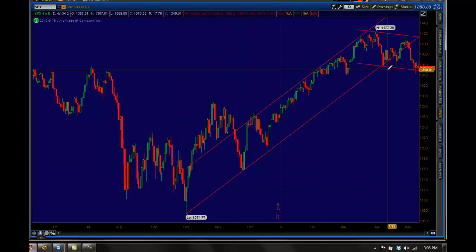In past videos, I've been talking about the target for the market coming down into the lower end of the channel. And as you can see, that's actually played out quite well. We've gone right to that area and we've stopped. We haven't sold off through there.